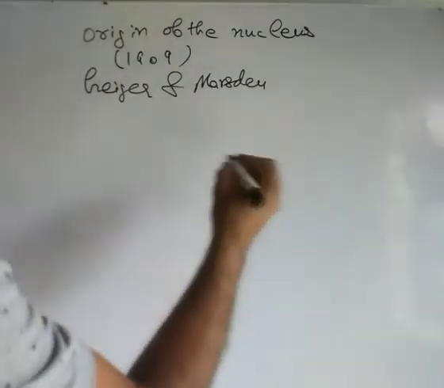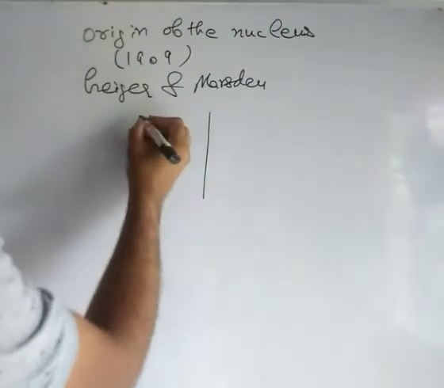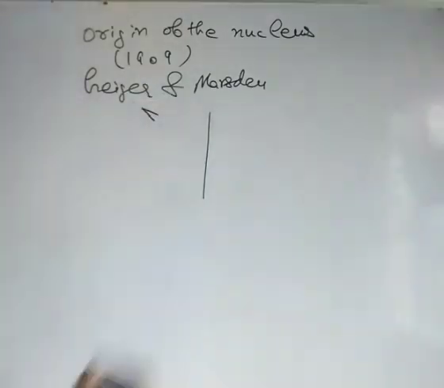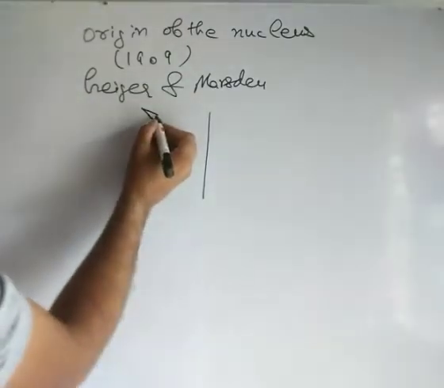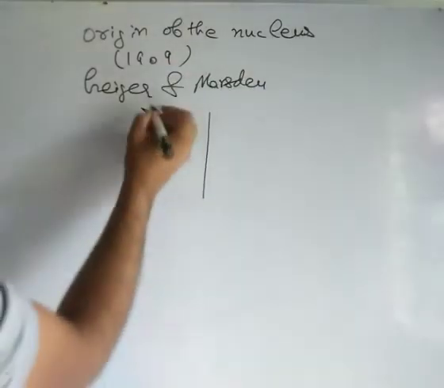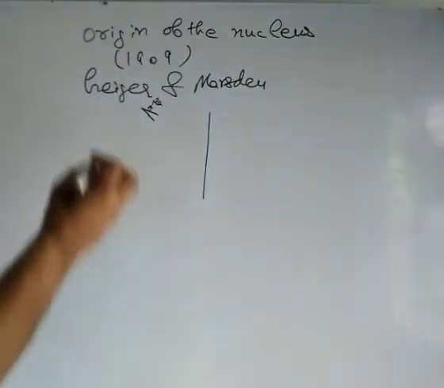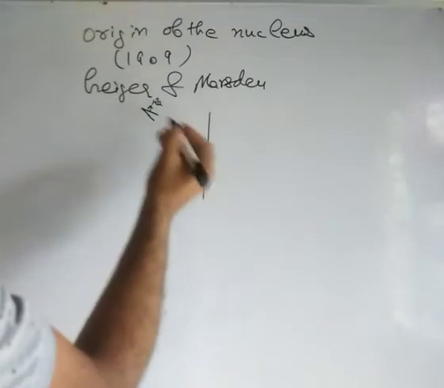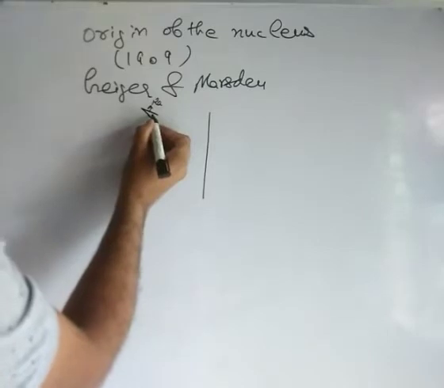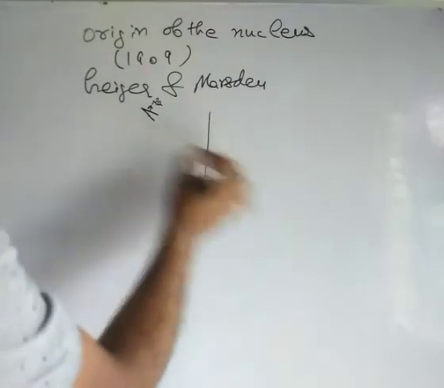So what they did, suppose this is the metal foil. This is a tube. This tube contains a radioactive source. The radioactive source that was used by Geiger and Marsden was radium. Now radium is a radioactive material and it emits alpha particles. So the alpha particles from this radium source will come out and they will strike this metal foil.